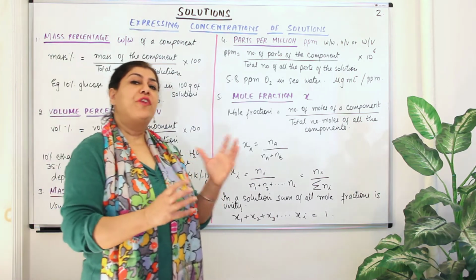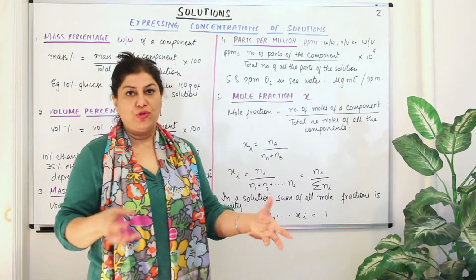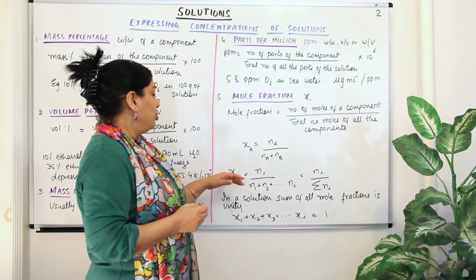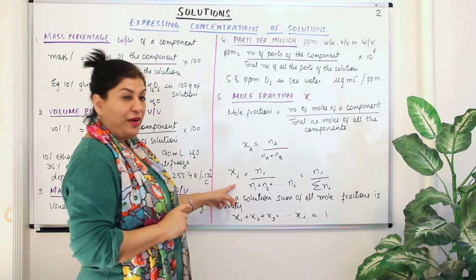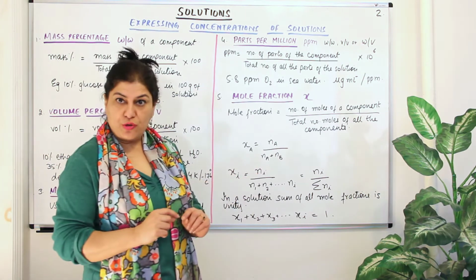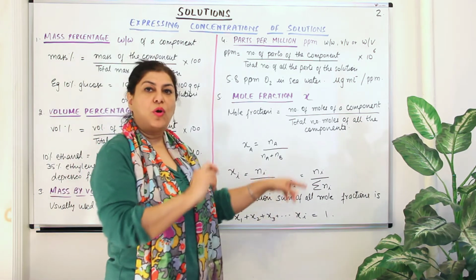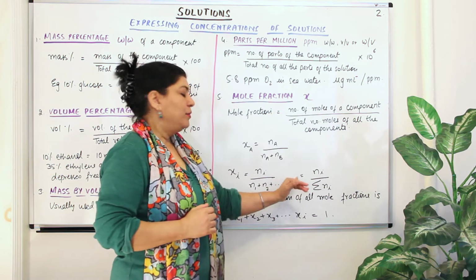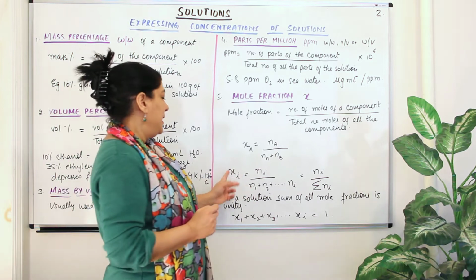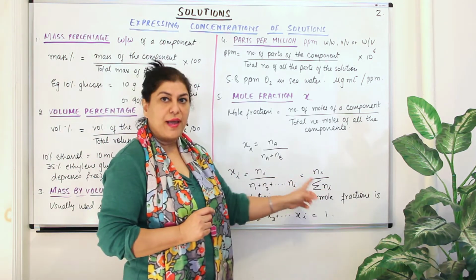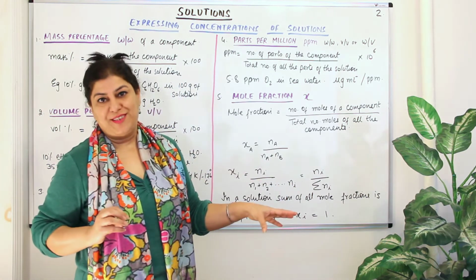And if we want to give a generalized formula for calculating mole fraction, let us say there are I components in a mixture, in a solution. You have I components and you want to find out the mole fraction of the component I. Then the mole fraction of I, XI, would be equal to the number of moles of I divided by the number of moles of the first component, second component, third component, fourth component, fifth component, up to the number of moles of the I component. Or generally we can give a formula as XI equal to the number of moles of I divided by the summation of the number of moles of all the components.